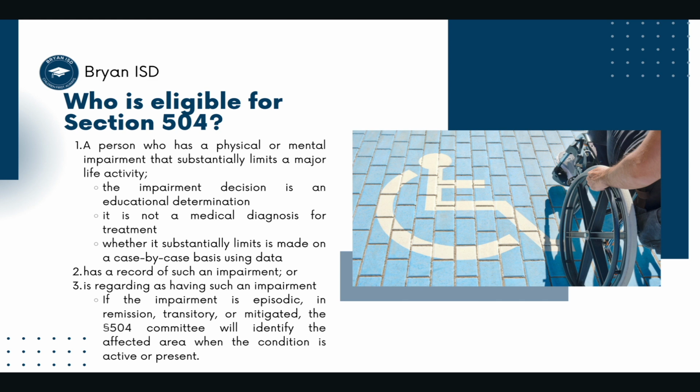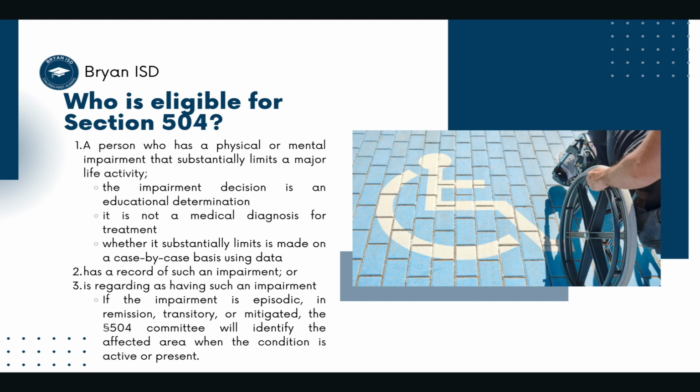If an impairment is considered transitory or minor, this is going to be an impairment that's expected to have a duration of 6 months or less. And while this may not require a 504 plan, it's always a good idea in these cases to come together as a committee in order to determine if the student qualifies for 504.